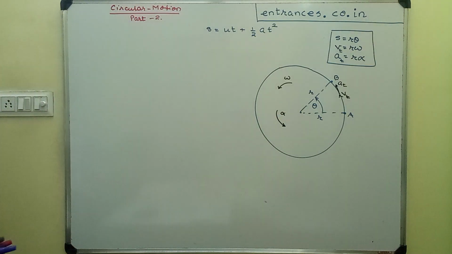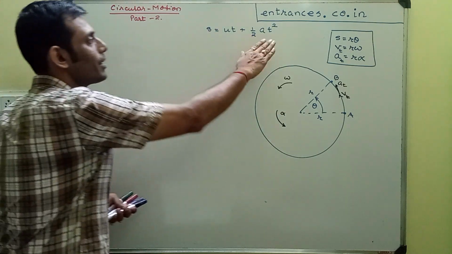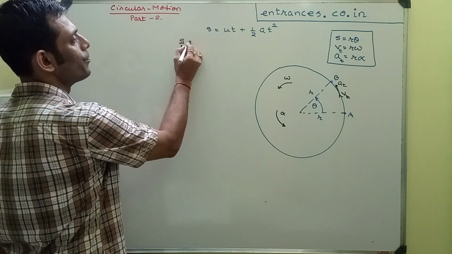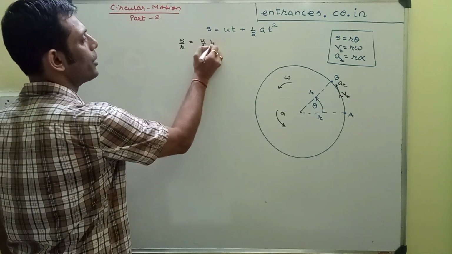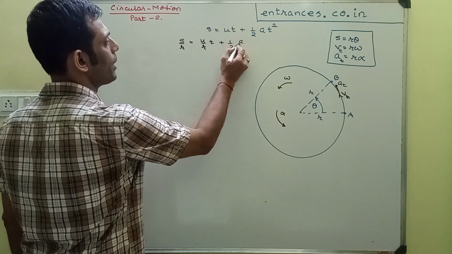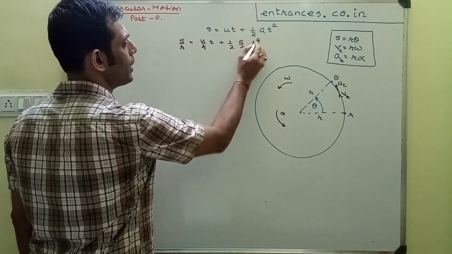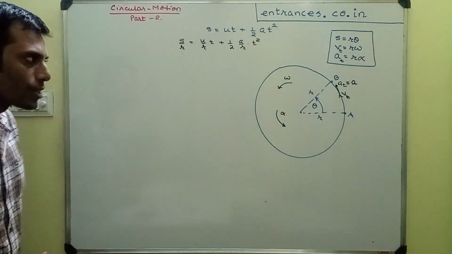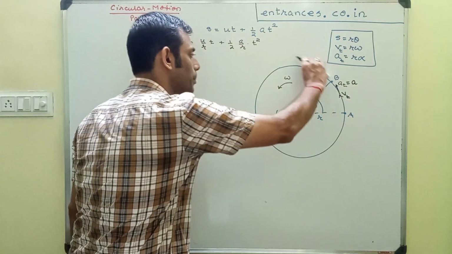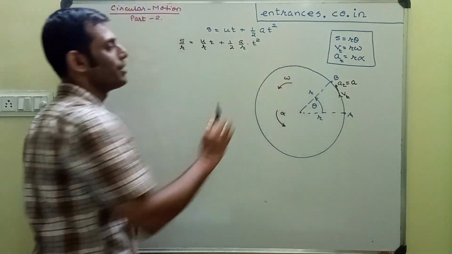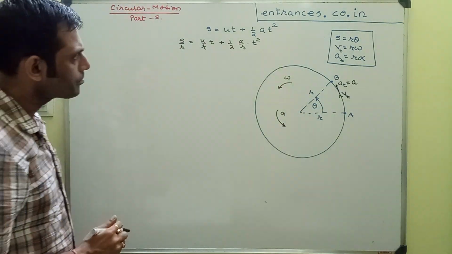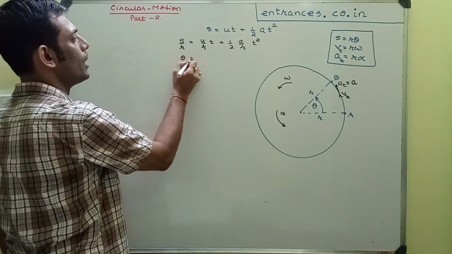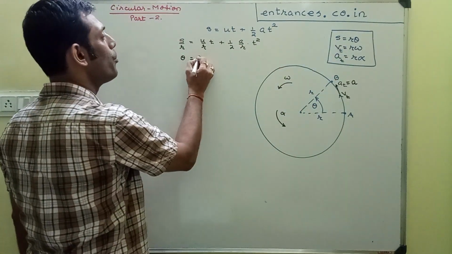Now if we divide this entire equation by radius r, we get s by r is equal to u by r into t plus half a by r into t square. This at we will treat as the acceleration along the arc of a circle, along the circular trajectory that it is taking. So s by r would become equal to theta. u by r would become omega naught.